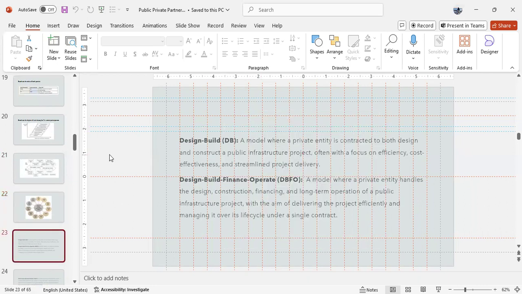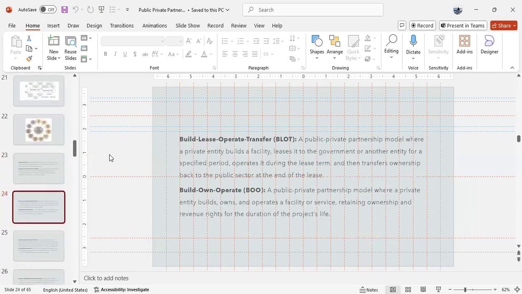Now, what is the design build model? This is a model where a private entity is contracted to both design and construct a public infrastructure project, often with a focus on efficiency, cost effectiveness, and streamlined project delivery. Design, build, finance, and operate. This is a model where a private entity handles the design, construction, financing, and long-term operation of a public infrastructure project with the aim of delivering the project efficiently and managing it over its life cycle under a single contract.